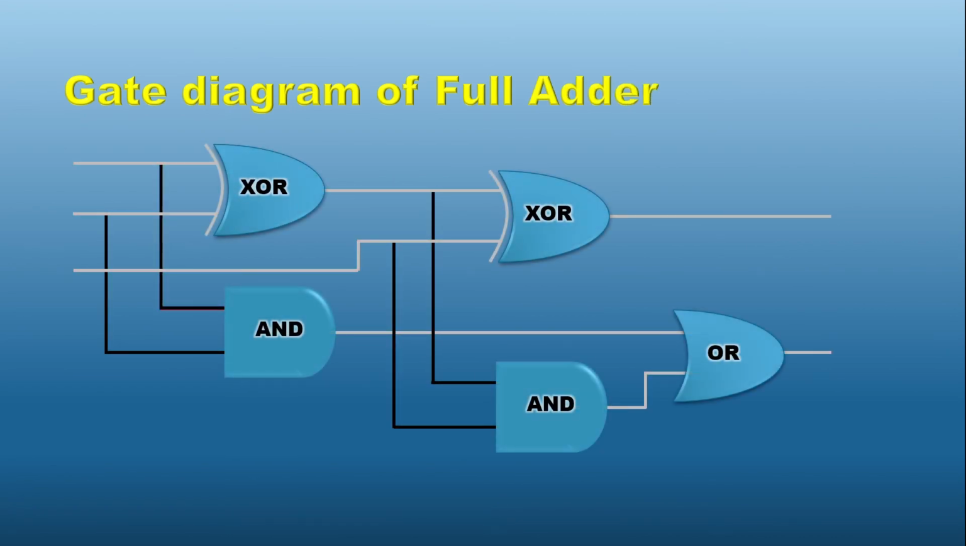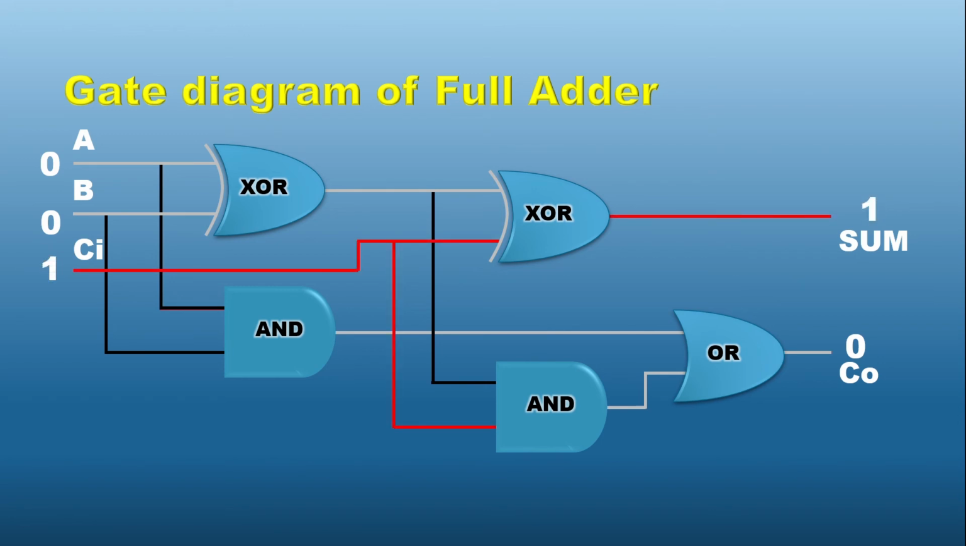Here is a gate diagram of a full adder, which consists of two XOR gates, two AND gates and one OR gate, arranged according to the logical expression we obtained in the previous slide. It has three inputs A, B and Ci, and two outputs, sum and carry or CO. When all the inputs are 0, both outputs, sum and carry, will become 0.